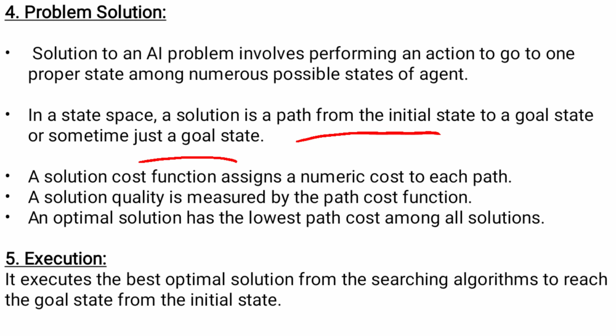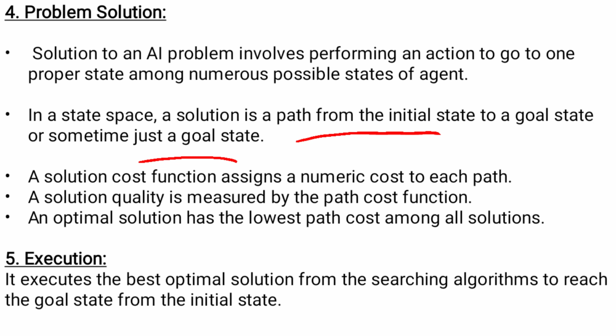Then a solution cost function assigns a numeric cost to each path, means the number of steps required to reach a goal state. That is a solution cost. A solution quality is measured by the path cost function, means the solution depends upon the cost of a path. Then an optimal solution has the lowest path cost among all solutions, means you have to compare the cost or number of steps of alternative paths. Out of that, the path which has fewer steps is called an optimal solution. That is about a problem solution.